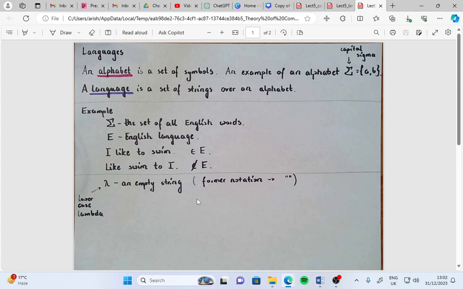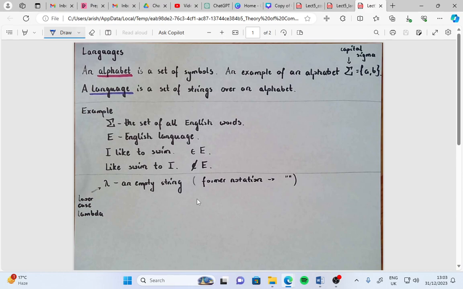Today in the theory of automata, or the theory of computing, we will learn the concept of languages. First of all, every automaton understands some language. We can give instructions to the automaton, or the machine. Automata means machine, so we can give the instructions in some form of a language that the automaton can understand.